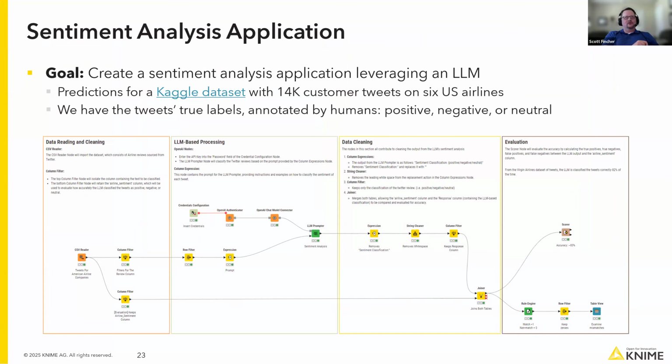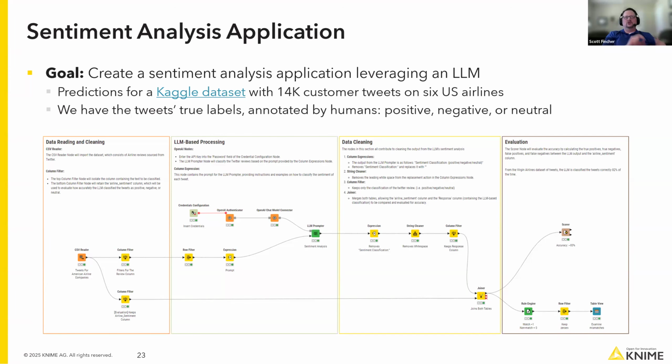I think I said something about movie reviews before. That's not right. That's a different hackathon. That's a different example. What we have here are tweets about 6 US airlines from a Kaggle data set. You may have seen this data set before if you've played around with sentiment analysis. It's a fairly common one. It has 14,000 customer tweets in it.